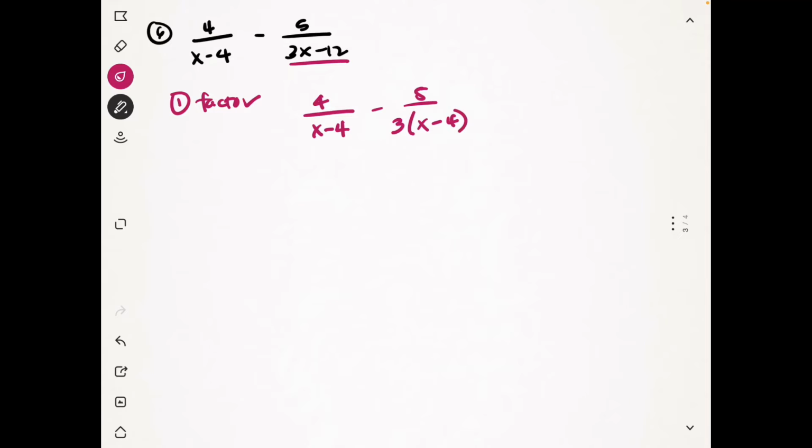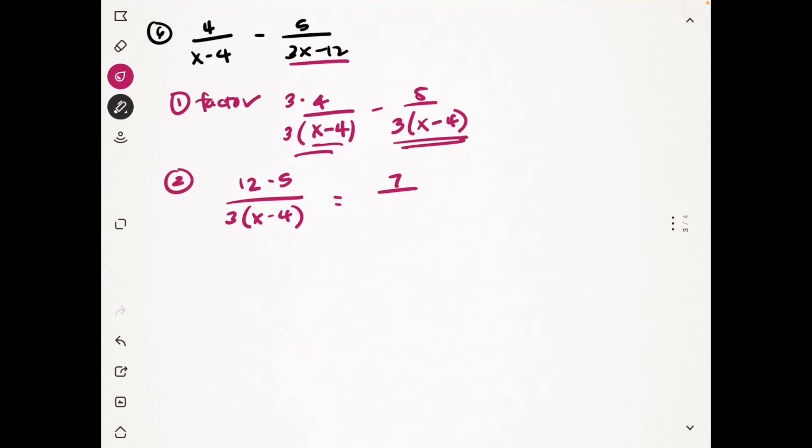Now, in the second step, this one's a little bit easier because this one has everything that this one has. So all we have to do is multiply the first side by 3 on top and bottom. So now this denominator and this denominator are the same. So what we have is 12 minus 5 over, we can write it as one fraction since we have common denominators now. And that's going to be 7 over 3 parentheses x minus 4.